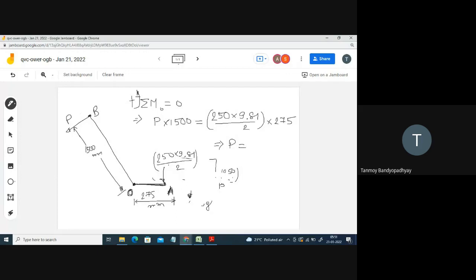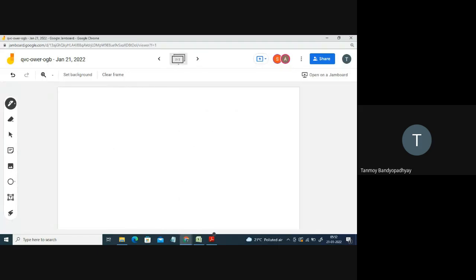So just calculate what value of P you are getting. Check quickly what P comes out to be. Sir, 224.8, or it should be like 225 newtons. So P should be equal to 225 newtons.